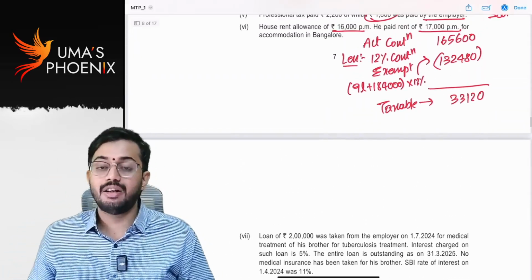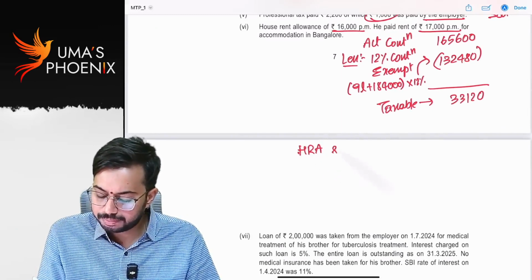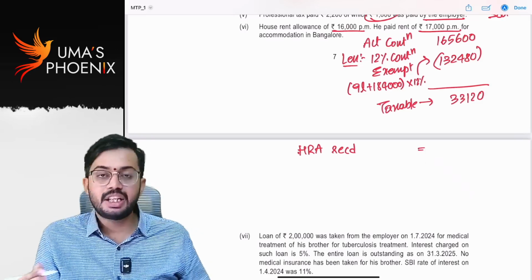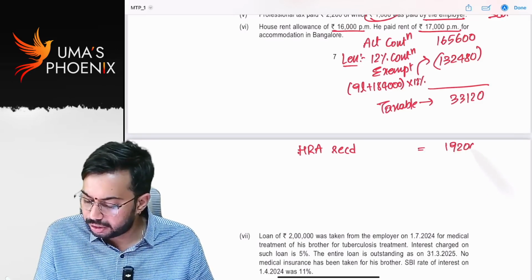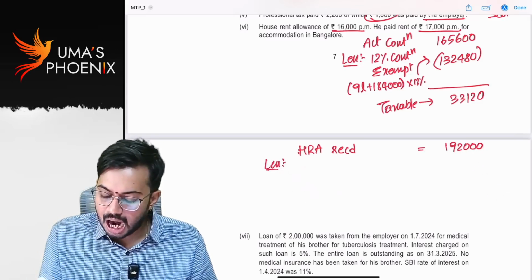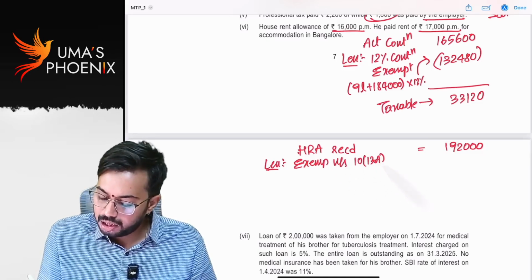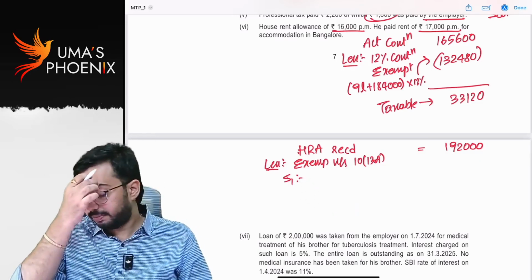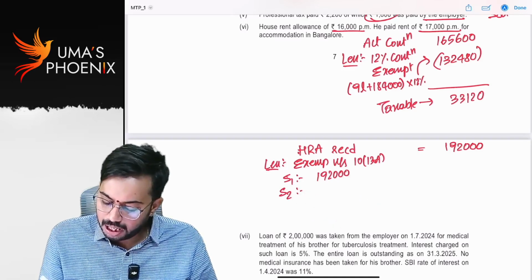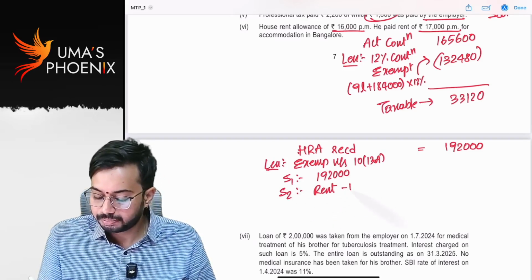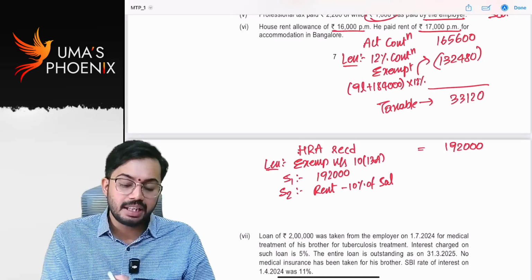How do we calculate? There are 3 steps. HRA received how much? 16,000 per month. That means 16,000 into 12, 1,92,000. Less exemption. Under which section? Exemption is available under section 10(13A). Step 1. Actual HRA received 1,92,000. Step 2. Rent paid minus 10% of salary.